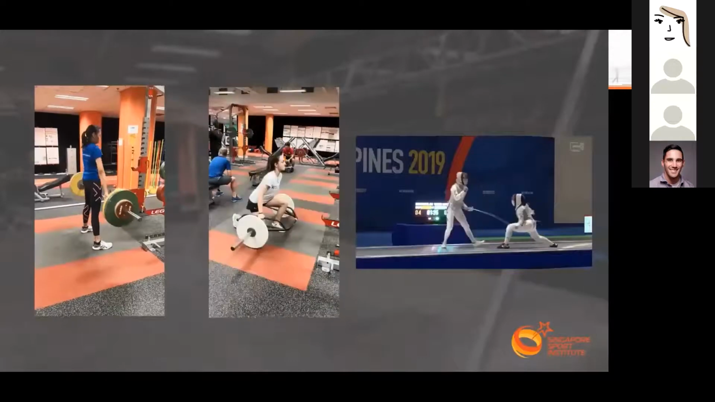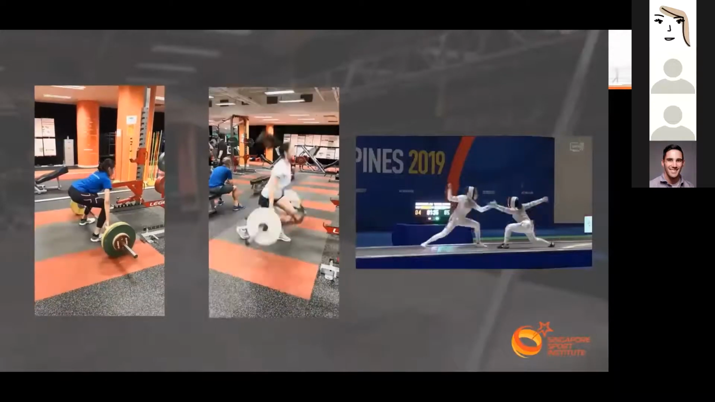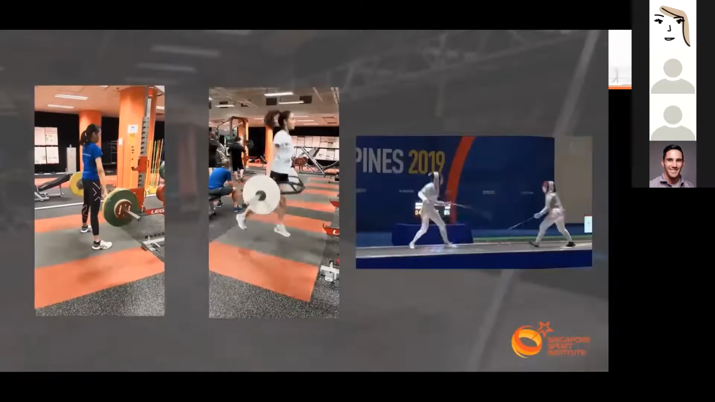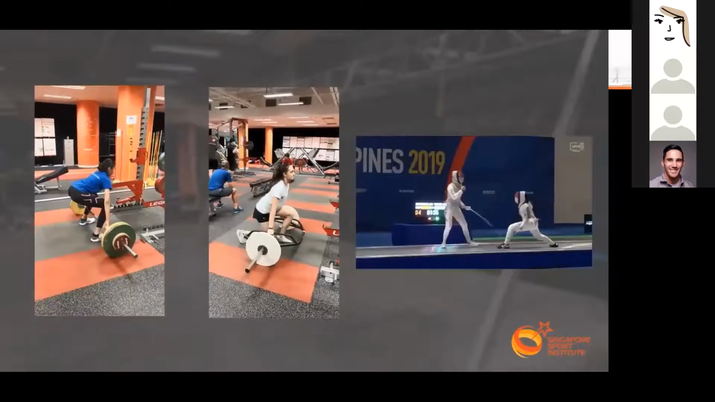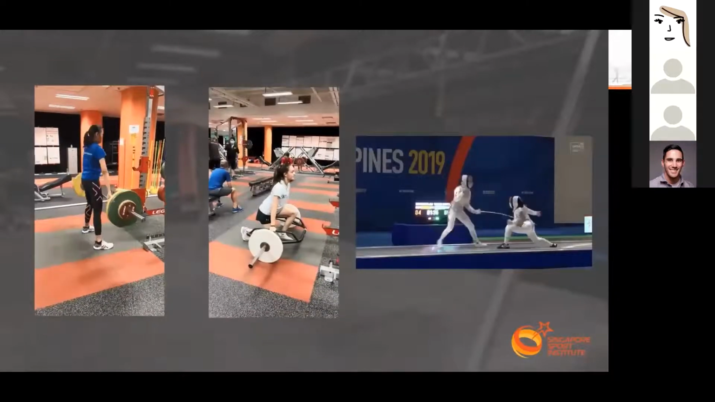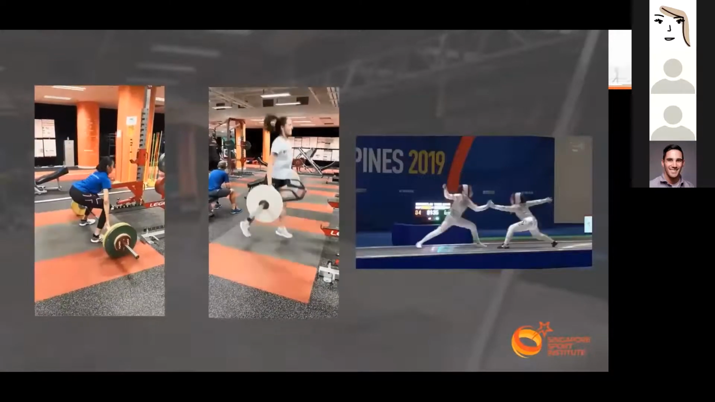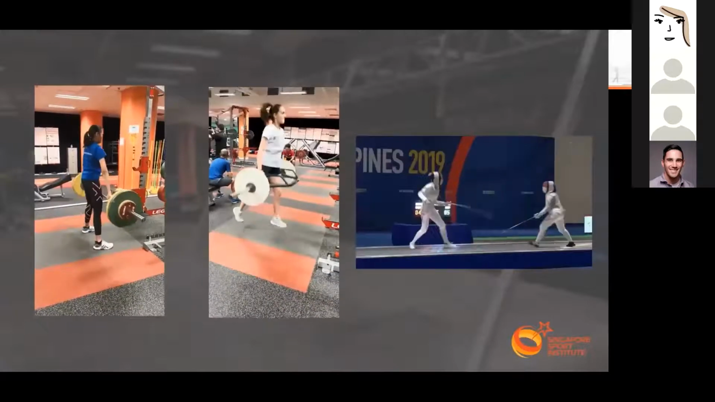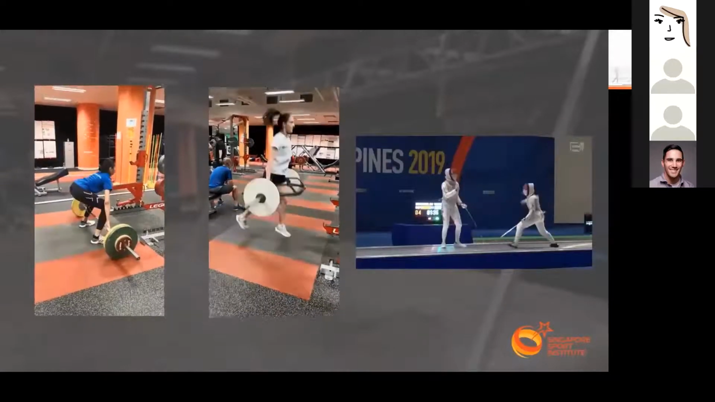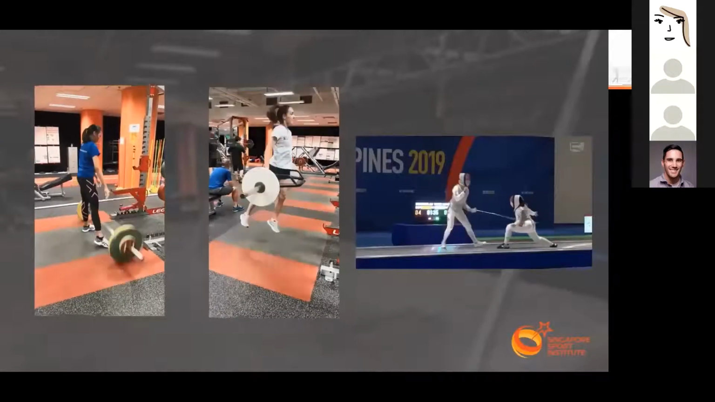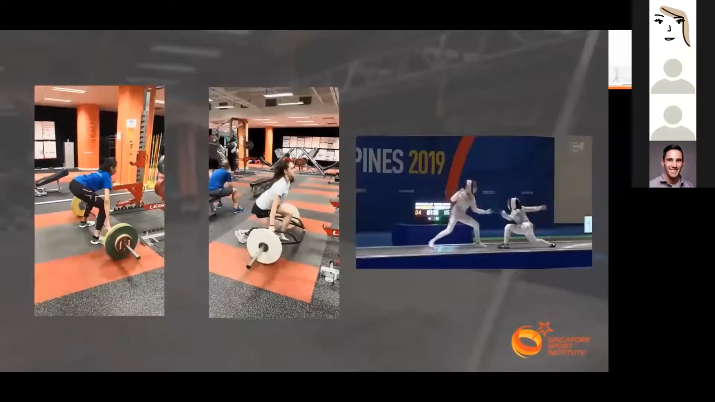Here are examples of our national fencers working on concentric-only lifts. Very often in fencing, attacks involve an immediate and explosive lunge. Exercises here focus on the concentric portion, eliminating pre-stretching of your muscles, which forces the neuromuscular system to recruit more motor units and also more rapidly.